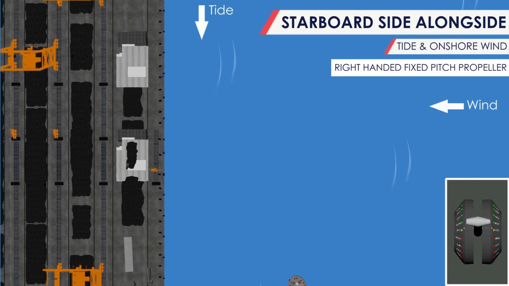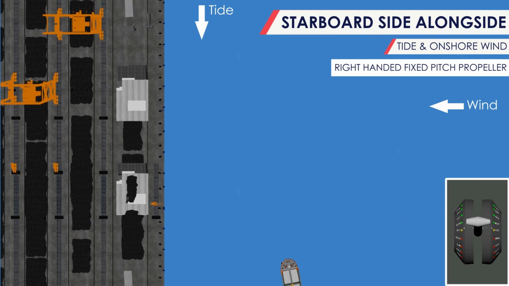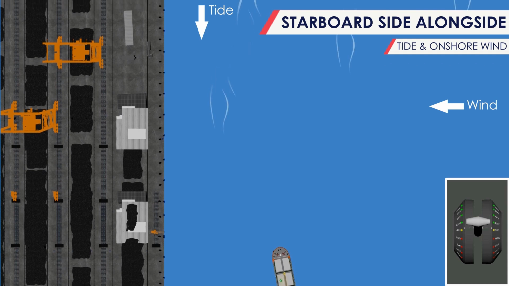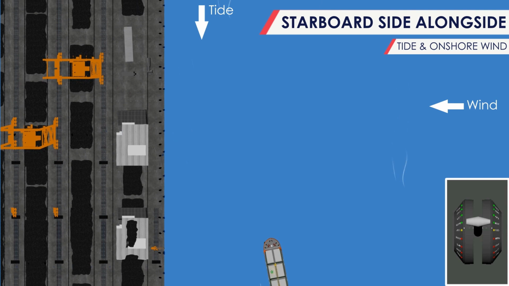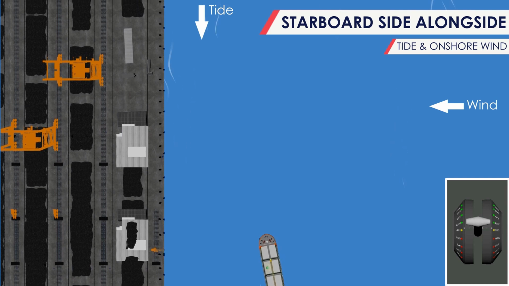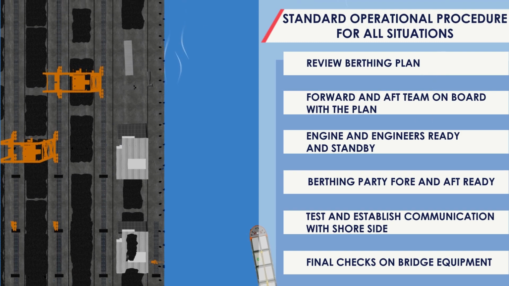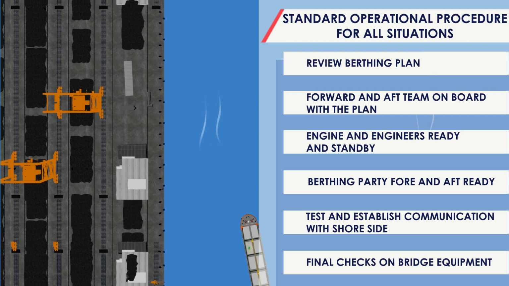Sometimes your examiner may insist you go alongside on a particular side, such as in this case. And the case is starboard side alongside with tide and onshore wind. This situation carries significant risk if you do not stem the tide. So go through your 6 standard operational procedures for berthing first, and then you can use the following steps.